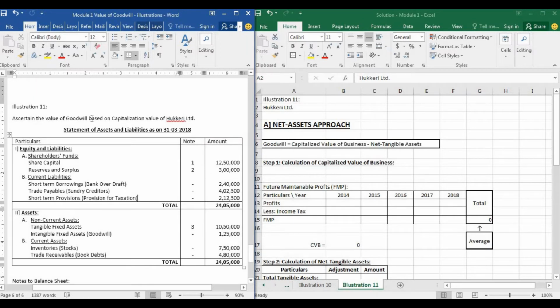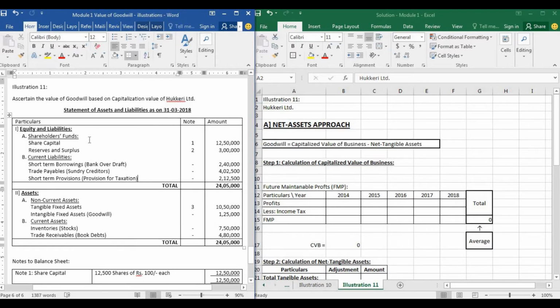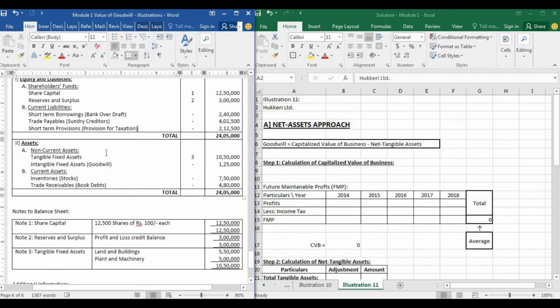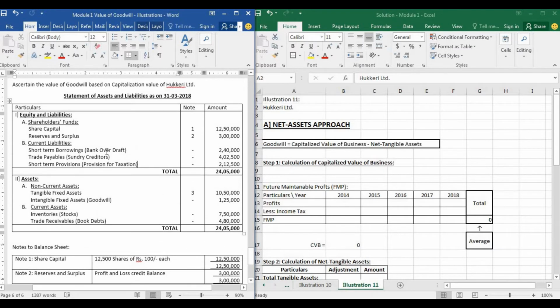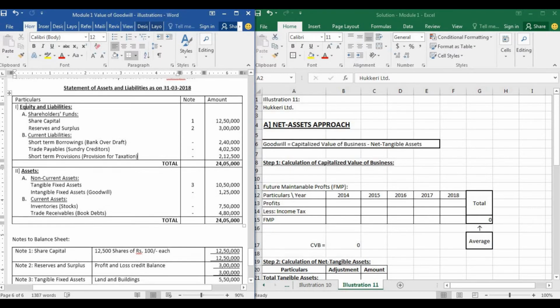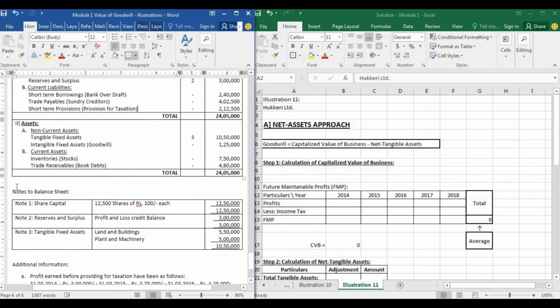Again, ascertain the value of goodwill based on capitalization value of Okere Limited. So the name of the company is Okere Limited. We are supposed to find out the value of goodwill using the capitalization of average profit method. So they have given us the balance sheet here, and they have given us notes to balance sheet.